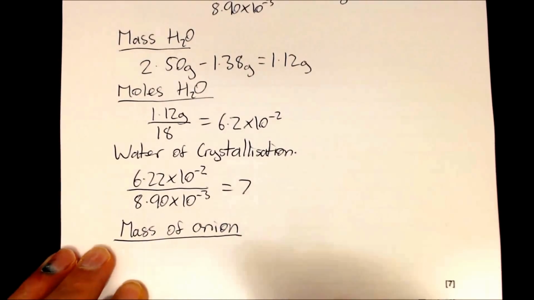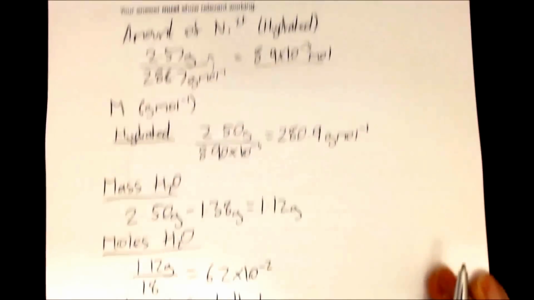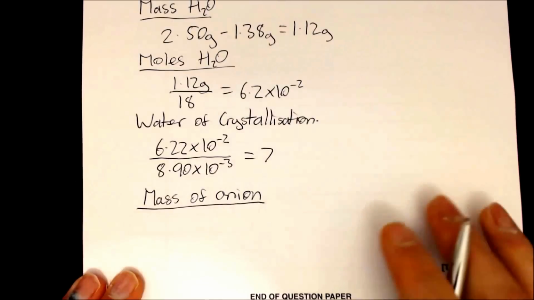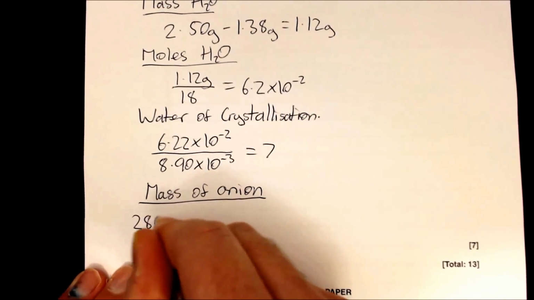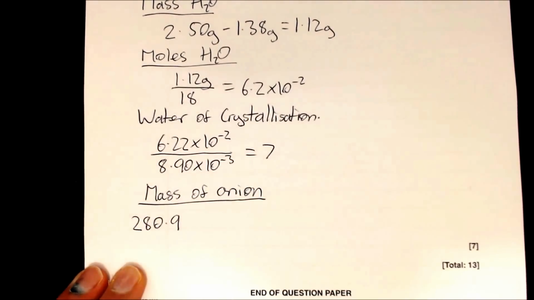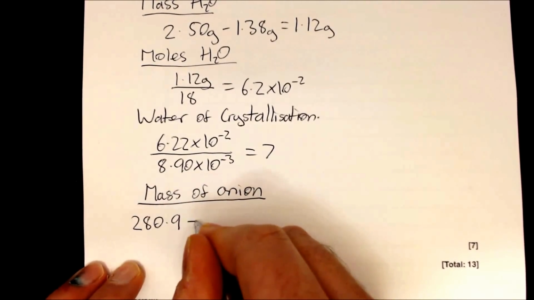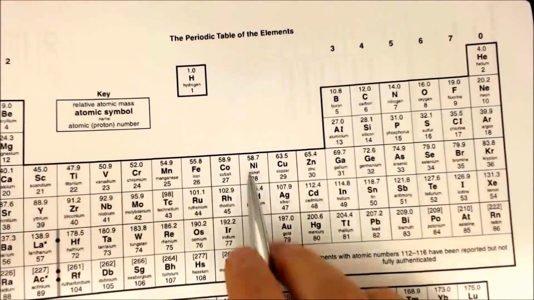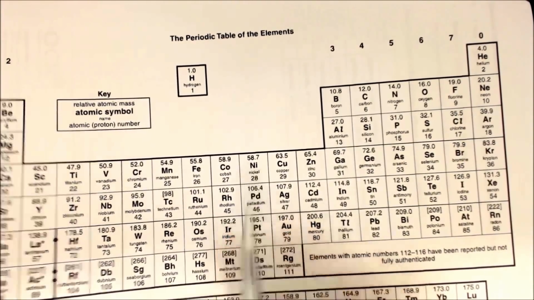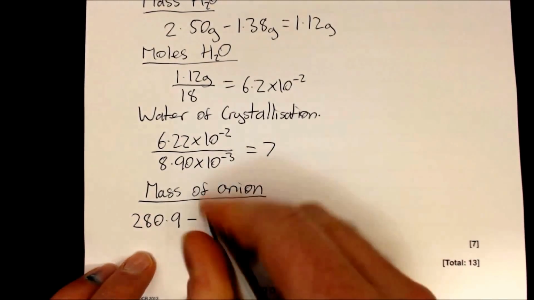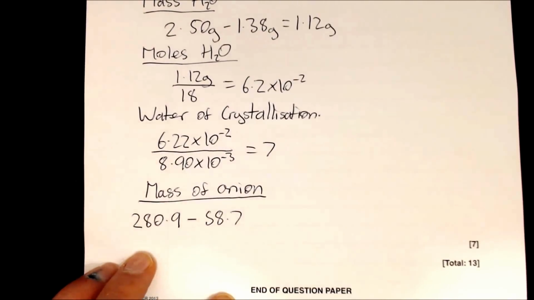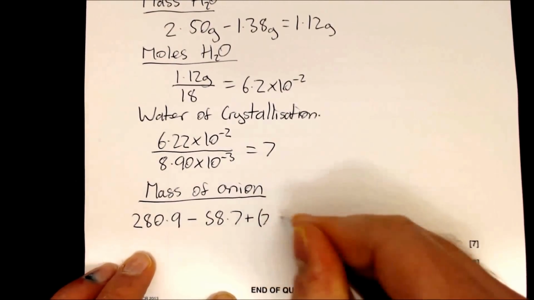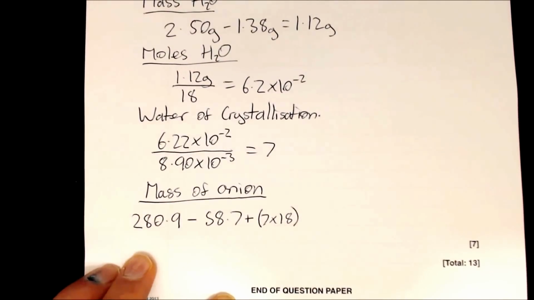Now all we have to do is take the mass of the compound initially. So this is the hydrated sample. There's the mass there, look, that's the hydrated sample that we worked out. So that's going to be 280.9. Now that was of the hydrated sample, so that's everything. And we need to take away the mass of nickel. So the mass of nickel, could bring our periodic table over, is 58.7, because we know it contains nickel. So we're going to take that away from 58.7, and also we know we've got the mass of water as well. Now we worked out we had 7 lots of water, so that's going to be 7 times 18.